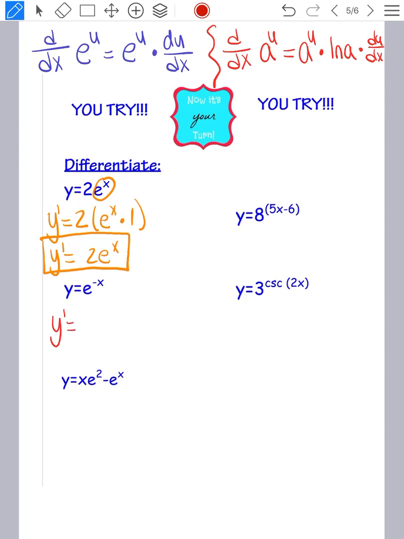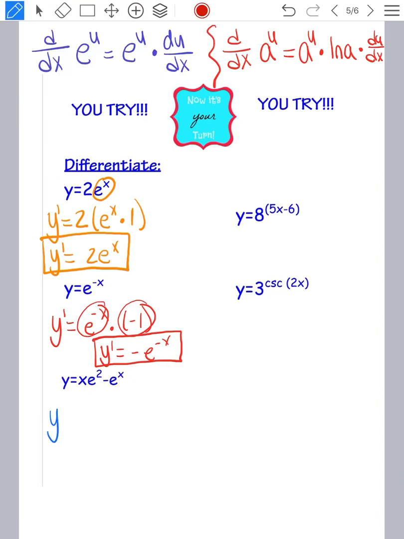For our next one, this is an exponential. The derivative is keep it the same times the derivative of the inside, which would be -1. You're not going to write it like that. Instead, you would write negative e to the negative x. So the derivative of e to the negative x is negative e to the negative x, which came from keep it the same times the derivative of the inside.